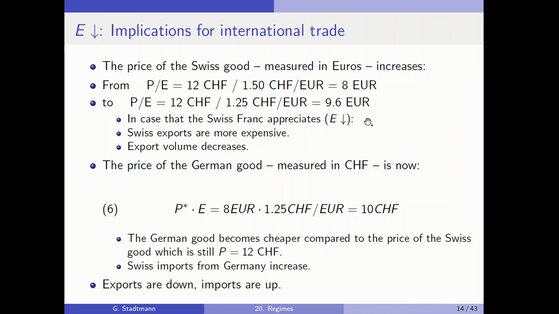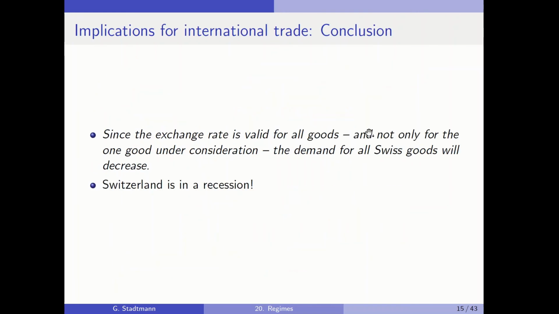The overall conclusion is exports are down, imports are up. What are the conclusions for international trade? Let's summarize. Since the exchange rate is valid for all goods and not only for the good which we were examining in the past few slides, the demand for all Swiss goods will decrease. So Switzerland gets into a recession.